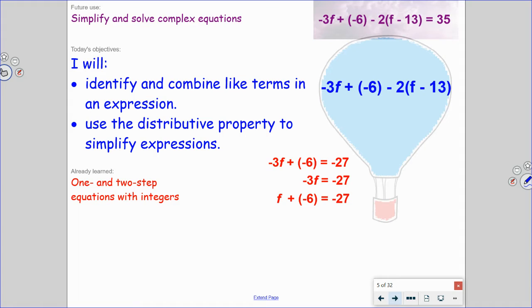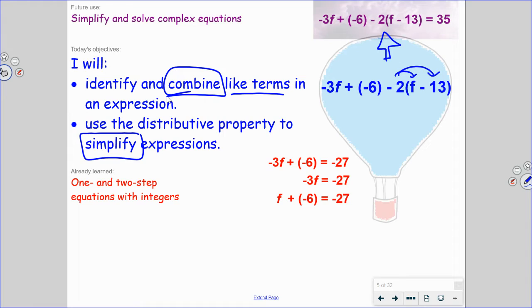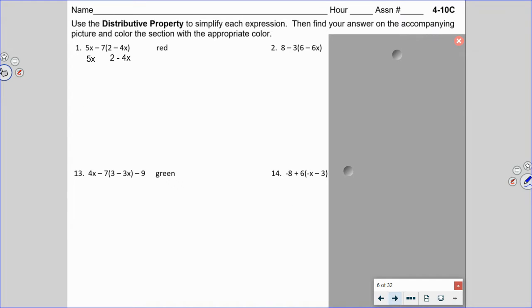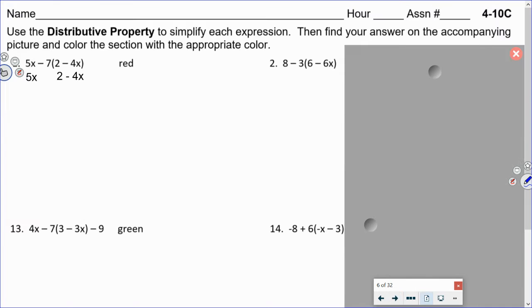All right, so once again, we are looking to combine like terms. We are looking to simplify expressions because today we're going to simplify so that tomorrow, we can head into multi-step, 2, 3, 4-step equations. But here we go. Let's go ahead and do our assignment. I'm going to do 4 problems with you. Let's start off with problem number 1. Directions say use the distributive property to simplify. Then we're going to find our answer on the accompanying picture and color in the appropriate color.